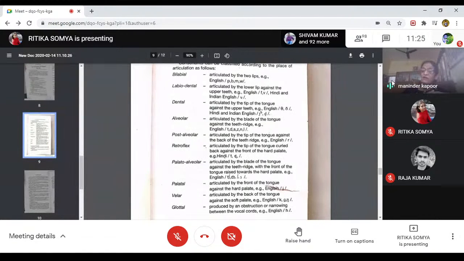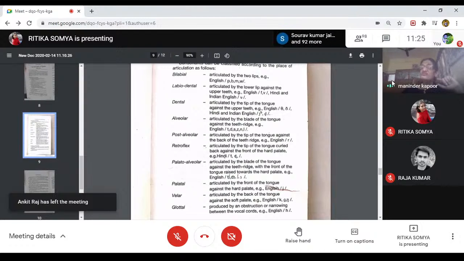Now, if you go to the next one, which is sh, and zh. So these are palato-alveolar fricative sounds. So what is the difference? It's just that the manner of articulation is identical. It is the same, but the place of articulation is different from s. Because s and z are alveolar, but sh and zh are palato-alveolar.